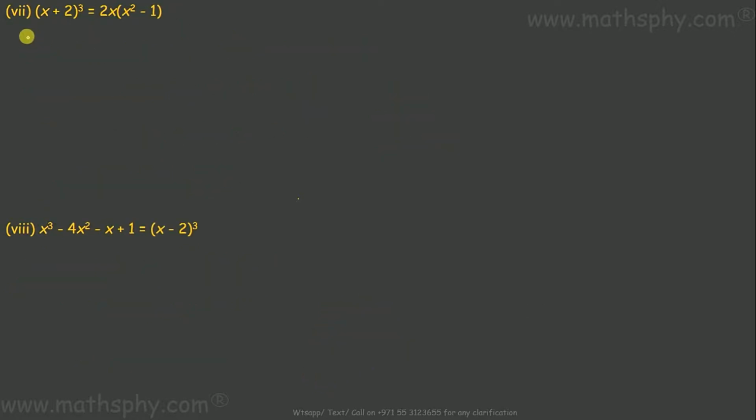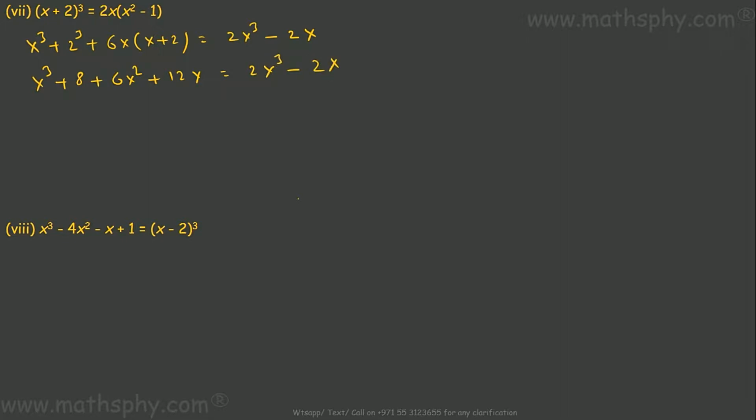This one here apparently looks like not quadratic because we have cube here, but we'll try to solve this. This is (x plus 2) whole cube, which is a cube plus b cube plus 3ab(a plus b). 6x(x plus 2) equals 2x into x square gives you 2x cube minus 2x. So this will be x cube plus 2 into 2 into 2 gives you 8, plus 6x square plus 12x equals to 2x cube minus 2x.